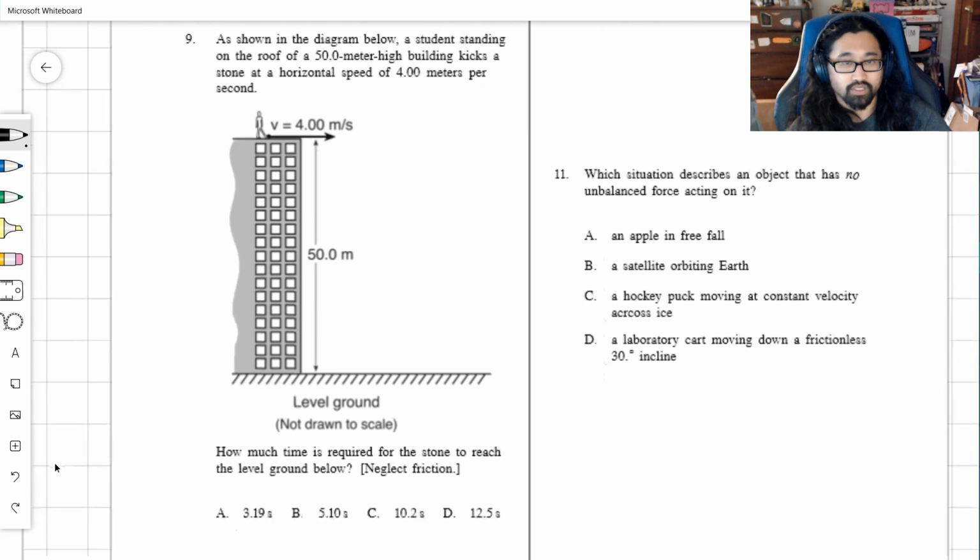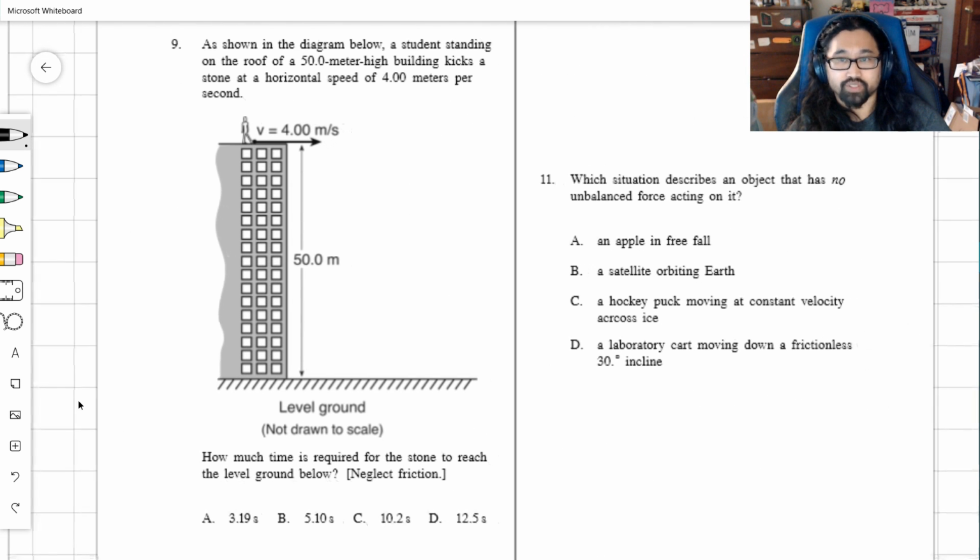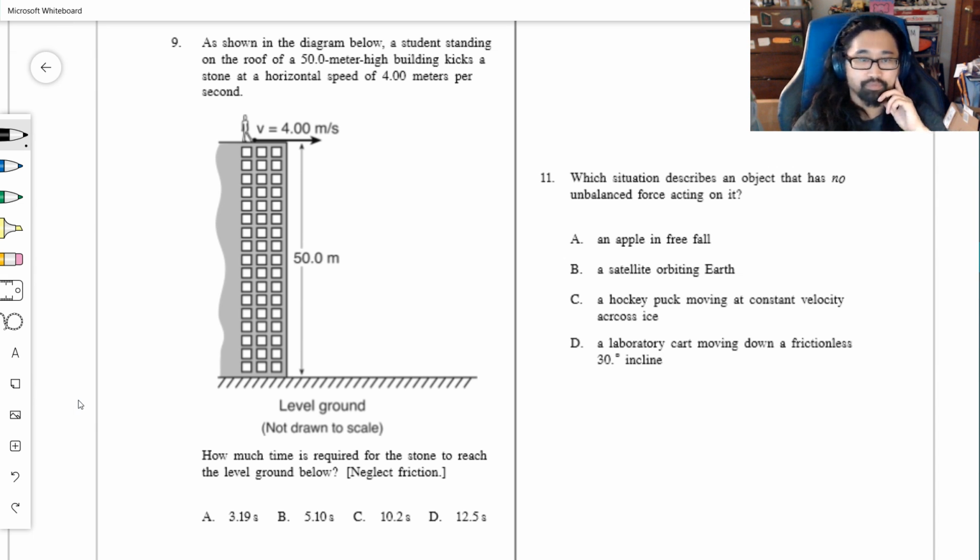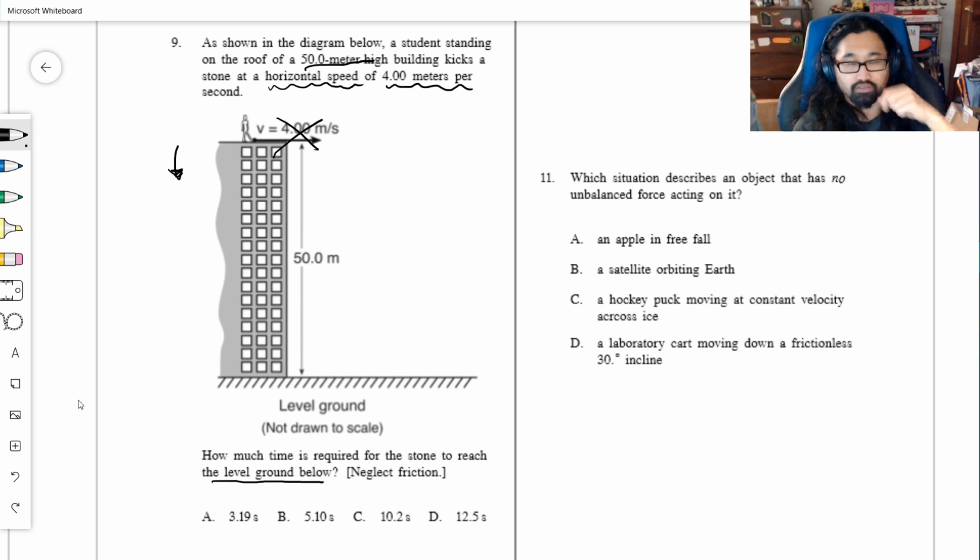All right. Number 9, I'm reasonably certain I've given you this question before. If you look, we have a 50-meter high building and a horizontal speed of 4 meters per second. How much time is required for the stone to reach the level ground below? Ignore friction. So I need to know how long this takes, which means that the horizontal speed doesn't matter. I can't use that because it's a horizontal speed, and I'm looking for vertical.